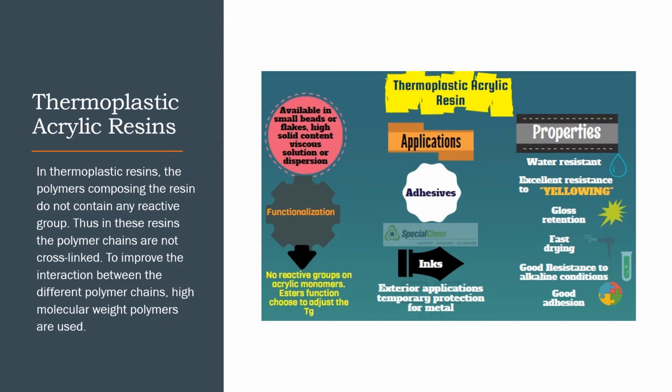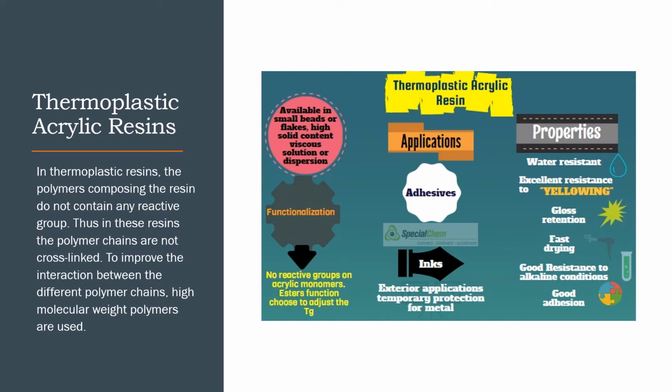So coming to thermoplastic acrylic resins. Generally, thermoplastic resins are those where the polymers composing the resins don't contain any reactive groups. Means those kinds of resins that are not having any kind of reactive groups are called thermoplastic acrylic resins. Thus in these resins the polymer chains are not cross-linked because they don't have any reactive groups. To improve the interaction between different polymer chains, high molecular weight polymers are used.